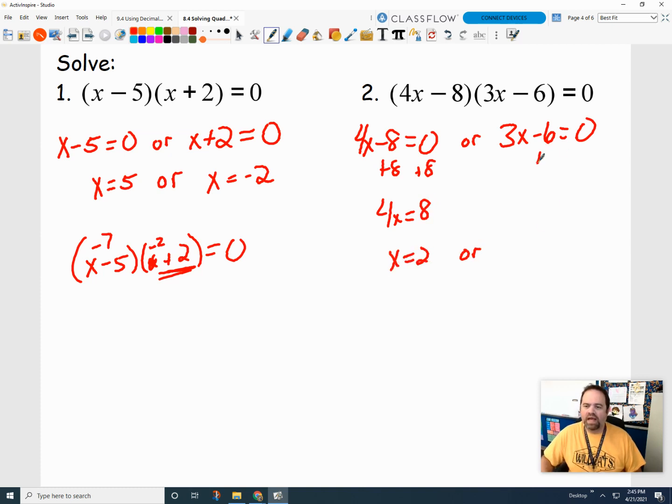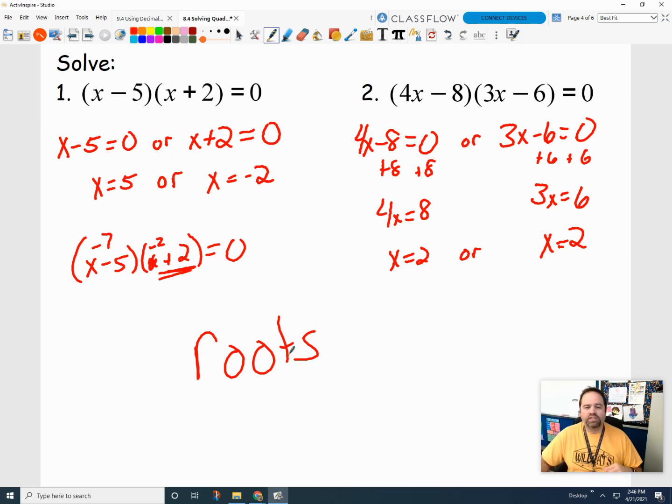Or add 6. These numbers that we're getting are called the roots of the equation. Whoops, that was not right. Talking and writing at the same time didn't work out for me. The solutions that you get are called the roots. You're going to hear that word a lot. The quadratic equation has roots. That is where the equation has a value of 0.